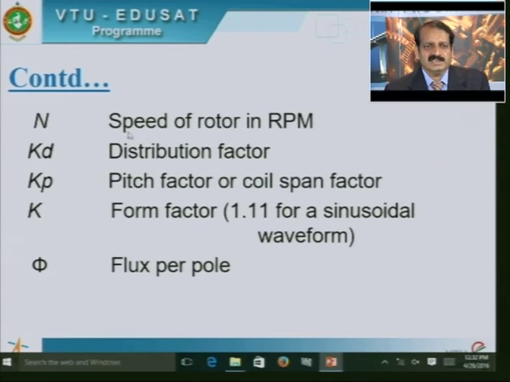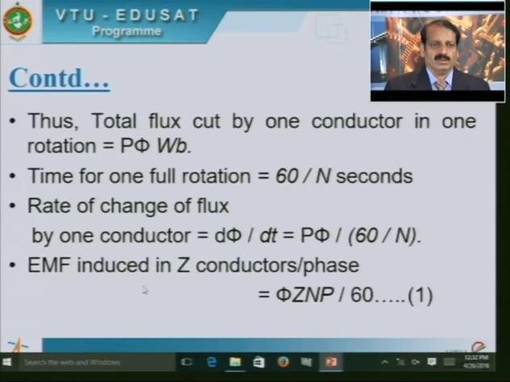Now, n is the speed of the rotor in RPM, Kd is the distribution factor, Kp is the pitch factor, and K is the form factor, which is equal to 1.11 for a sinusoidal waveform. Phi is equal to the flux per pole. Thus, the total flux cut by one conductor in one rotation is given by P phi Webers. Time for one full rotation is given by 60 divided by n, where n is the speed of the rotor in RPM. So, we get the time for one full rotation as 60 divided by n seconds.